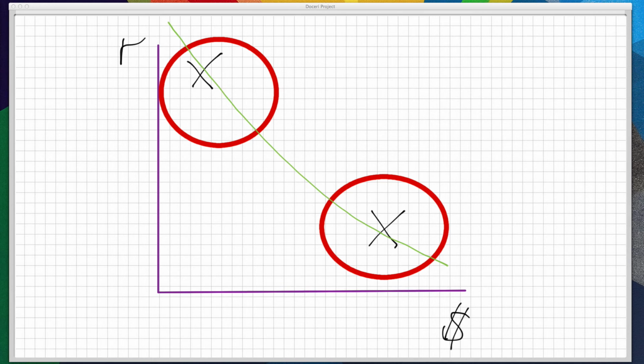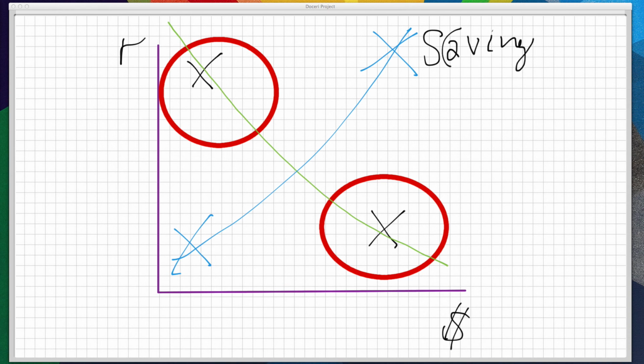Now let's talk about savings. Savings is going to be upward sloping for exactly the opposite reason. If the interest rate is low, you're not going to want to save a lot because you're getting a low return on your savings. But if interest rates are high, you're going to want to save a lot because then you get a high return on your savings. So what we have in this space is an upward sloping and a downward sloping relationship. S, savings. I'm writing savings so you don't get confused with supply. And I, investment.